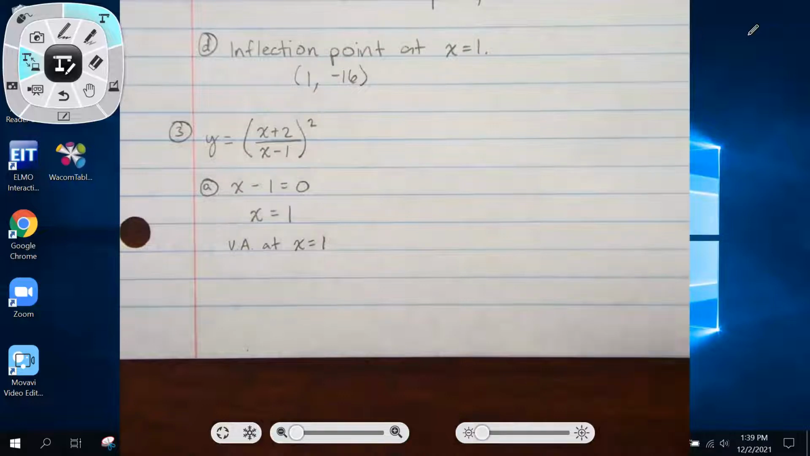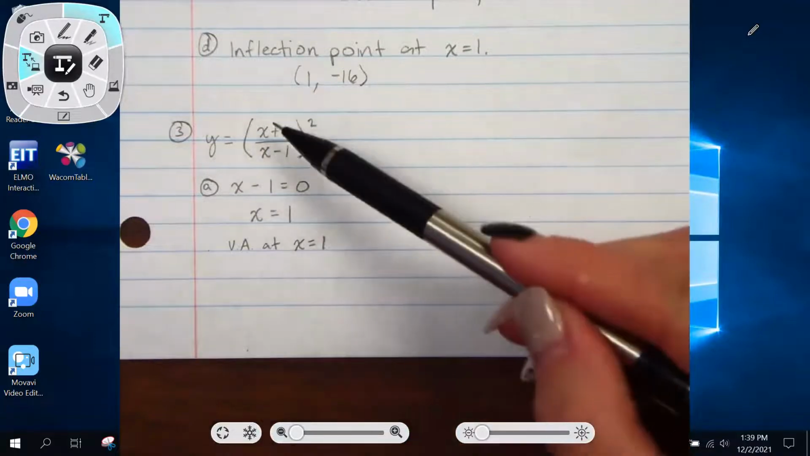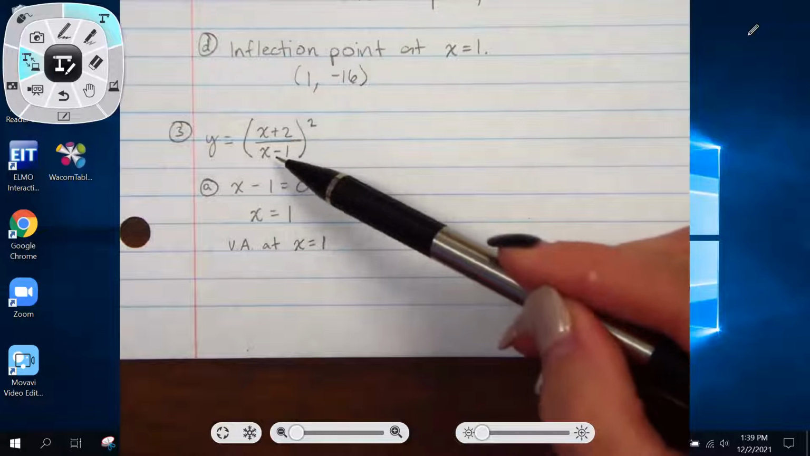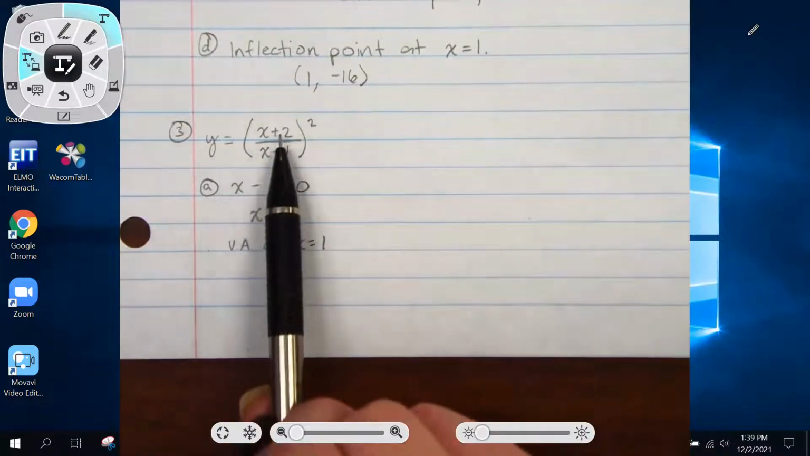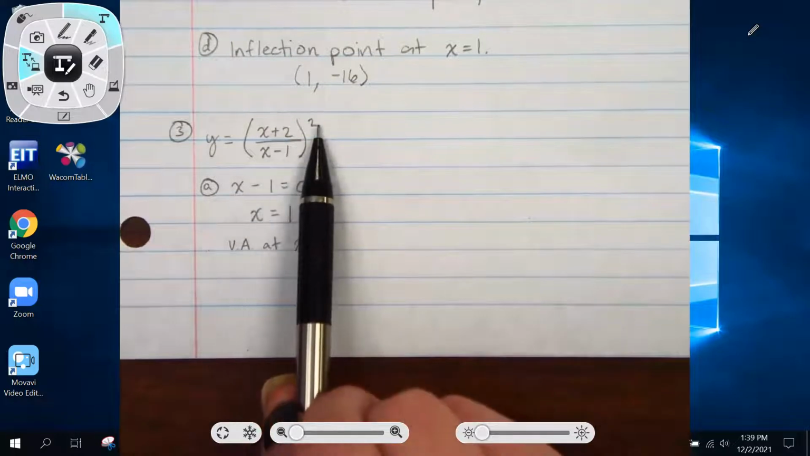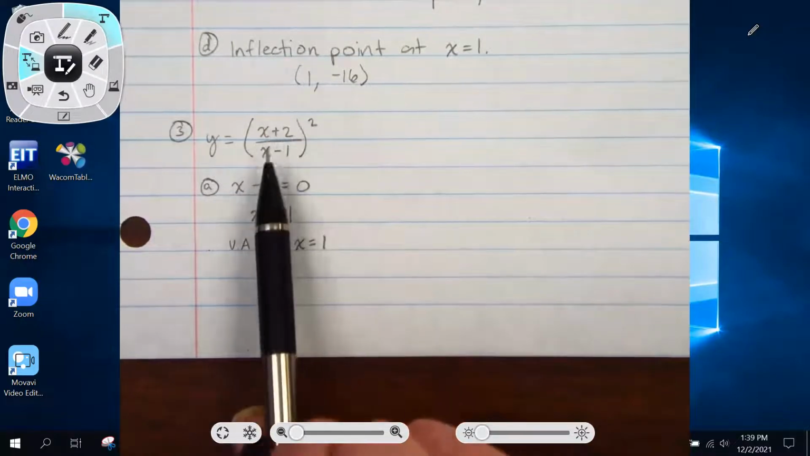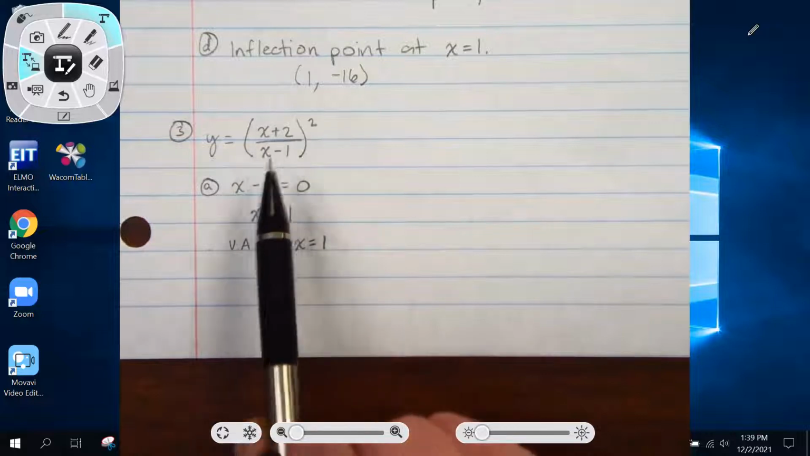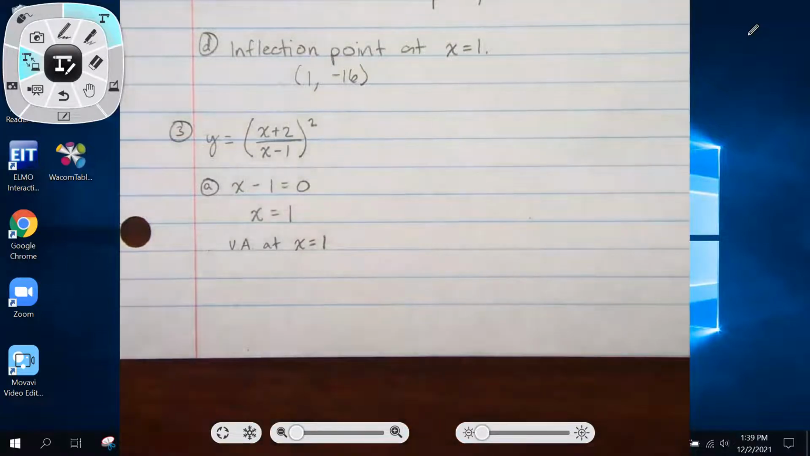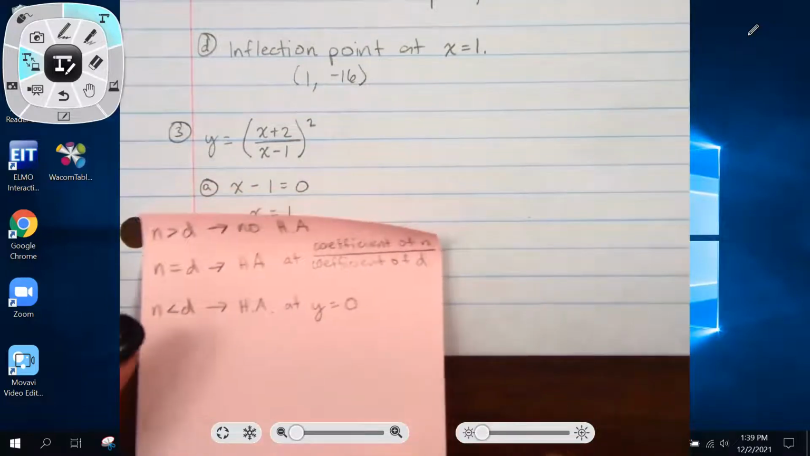For the horizontal asymptotes, that's where you're comparing the degrees of the numerator and denominator. The degree is just the highest exponent. Since both the numerator and denominator are being squared, that means the highest exponent is 2 for both the numerator and denominator. So I had to look it up.